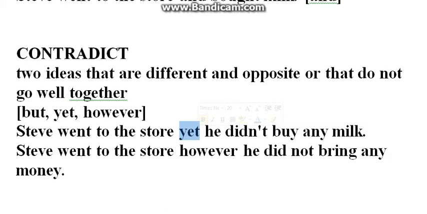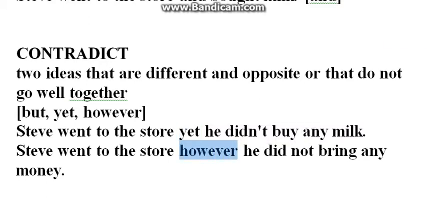Steve went to the store, however, he did not bring any money. Again, it's a contradictory connector. Steve went to the store, that's one clause, it makes sense on its own. He did not bring any money, that's another clause, and it makes sense on its own. And these two clauses are brought together by the word however.